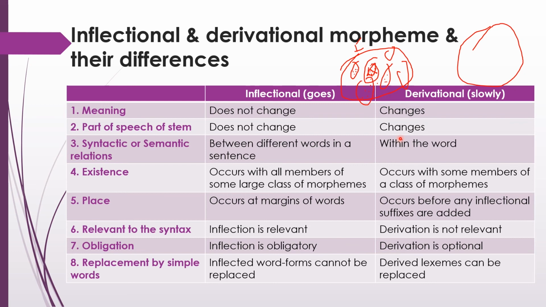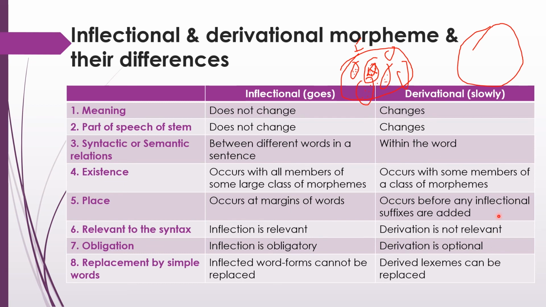Inflection is very relevant to syntax, whereas derivation is not relevant to syntax. Inflection is obligatory. Obligatory means that it should be, it is mandatory, whereas derivation is optional. So that means you can do it or not, it's up to you. You can change it with another word.